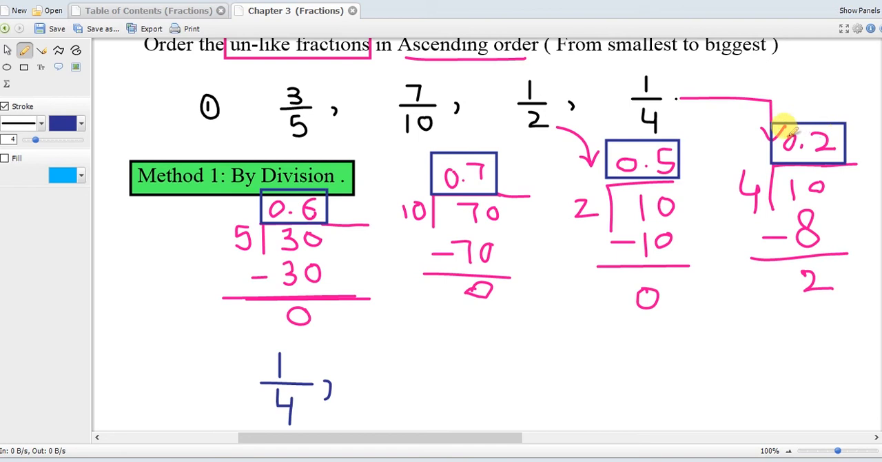After that, which decimal number is bigger than 0.2? That is 0.5, and the fraction we get from this 0.5 is half. So write half here. The next bigger number is 0.6, and the fraction for this 0.6 is 3 over 5. So write 3 over 5. And at last the biggest number is 0.7 and the fraction we get from this decimal is 7 over 10.